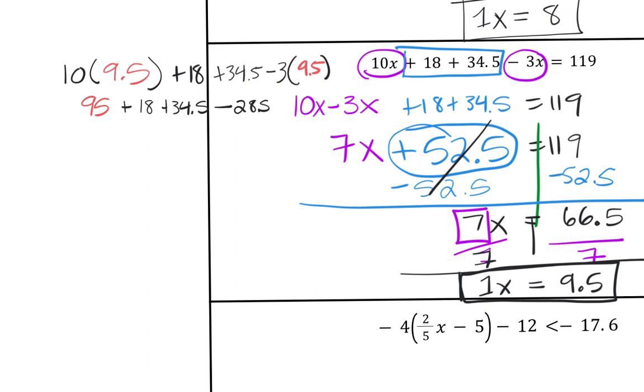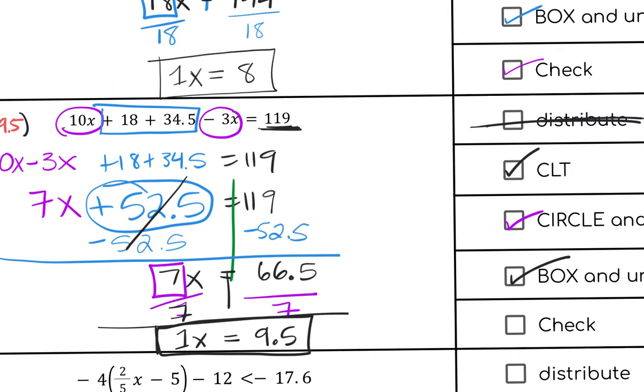And then we do addition and subtraction. So 95 plus 18 plus 34.5 minus 28.5 is 119. And guys, all I did was I just typed that in my calculator, right? The 95 plus, plus, minus. So since they match, they both equaled 119. That is my solution.